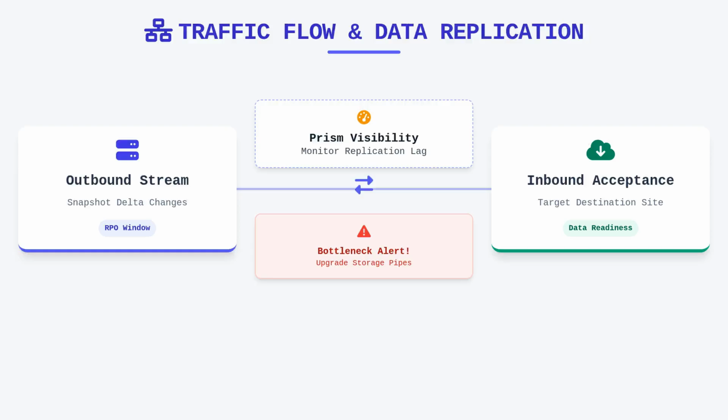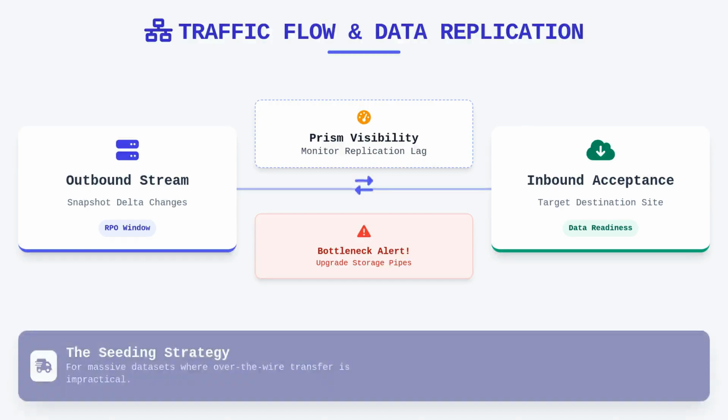Prism provides the visibility required to monitor this health, allowing you to track the progress of ongoing replications via the data protection dashboard. If you observe that the snapshot transfer frequently exceeds the scheduled window, you may need to evaluate your data change rates or provision larger storage pipes between the sites.